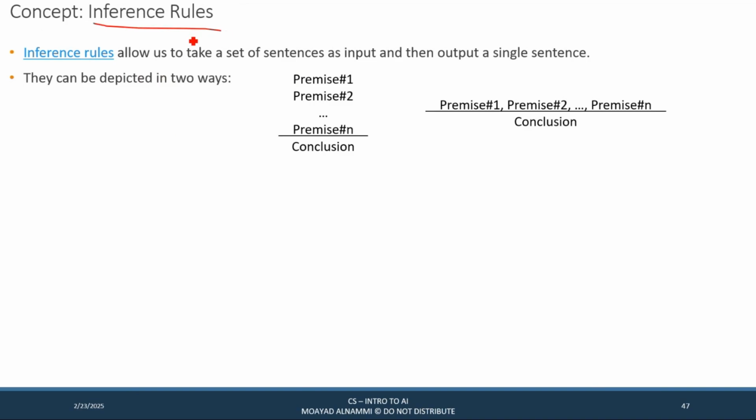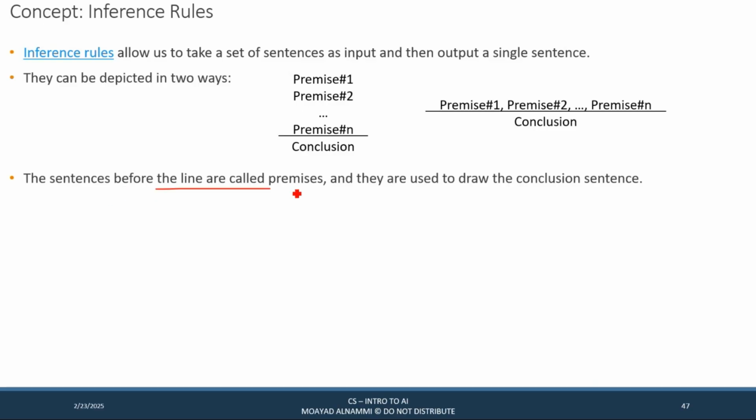Before that, I want to talk about inference rules. Inference rules allow us to take a set of sentences as input and then output a single sentence. They can be depicted in two ways. This is one way to depict them. So this is sentence 1, 2, all the way up to n, and this is the conclusion sentence, or you can write them in this notation as well.